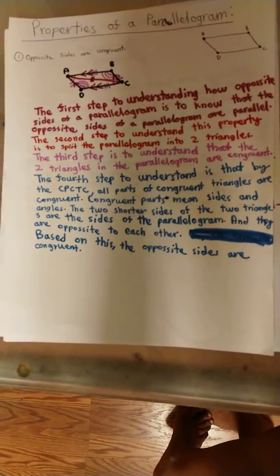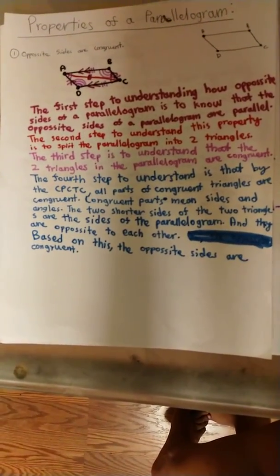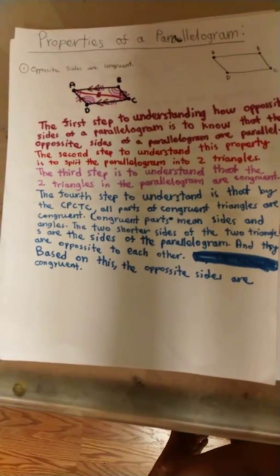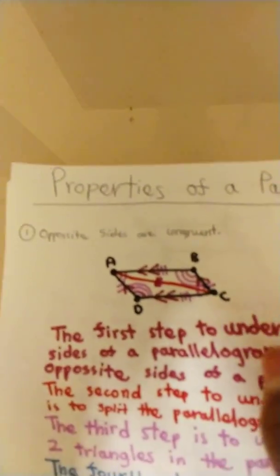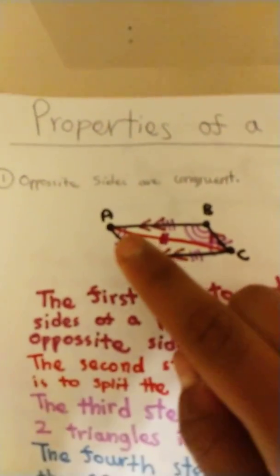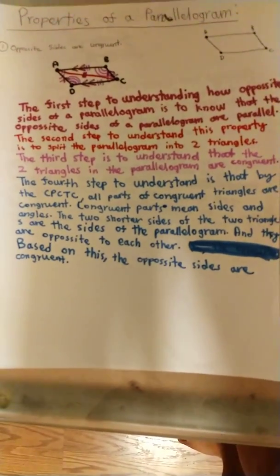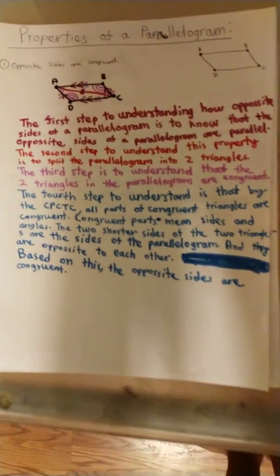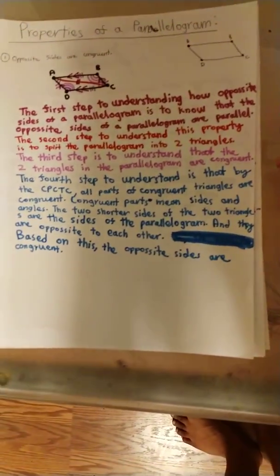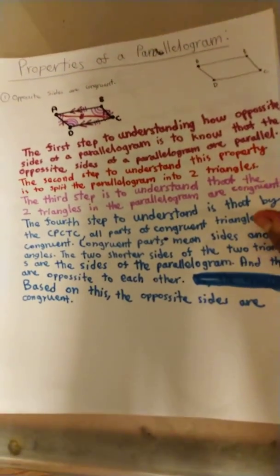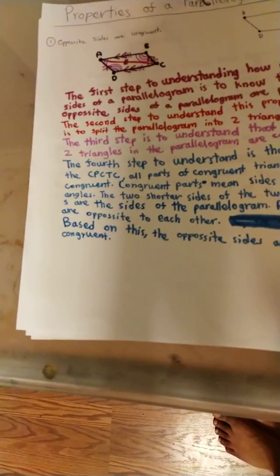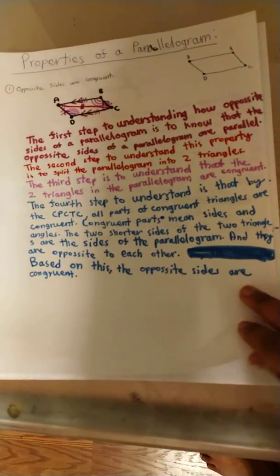The two shorter sides of the two triangles are the sides of the parallelogram. Those are sides AD and DC for triangle ADC, and sides AB and BC for triangle ABC. Those are the two shorter sides again, and they are all opposite to each other and congruent. So based on this, the opposite sides are congruent.